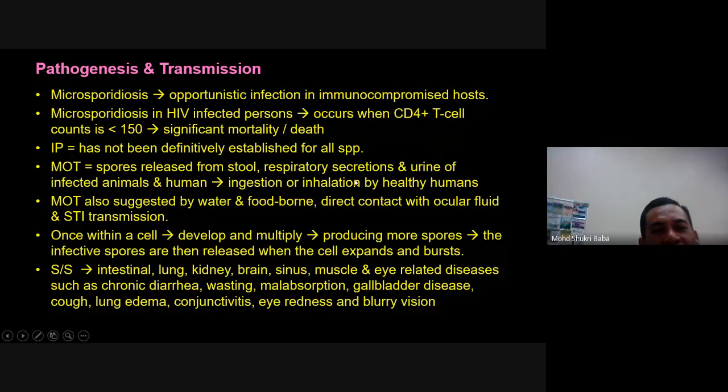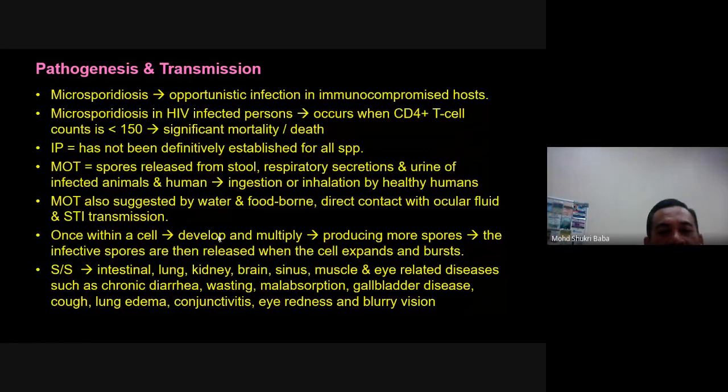Also, mode of transmission suggested by water and foodborne, direct contact with ocular fluid, cecair mata, and also STI transmission. So you name it. Okay, microsporidiosis ni adalah protozoa yang saya rasa orang kata you can lead to the disease in many ways lah. Okay. Once within the cell, they akan develop and multiply, producing more spores, and the effective spore are then released when the cells expand and burst.